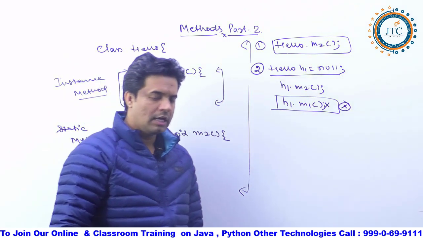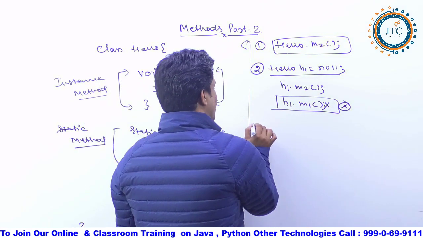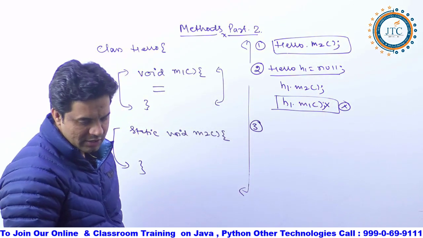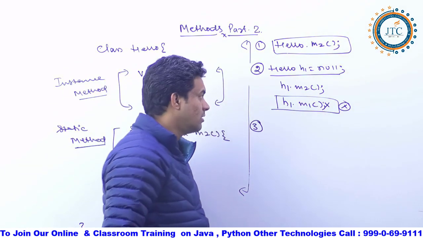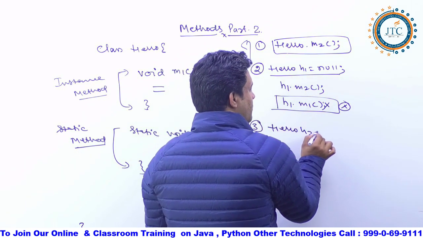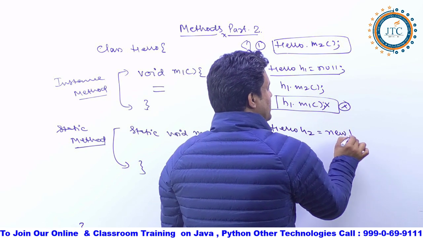And the third way, which is a very simple one, in which we can call a static method, is by creating the object of a class.